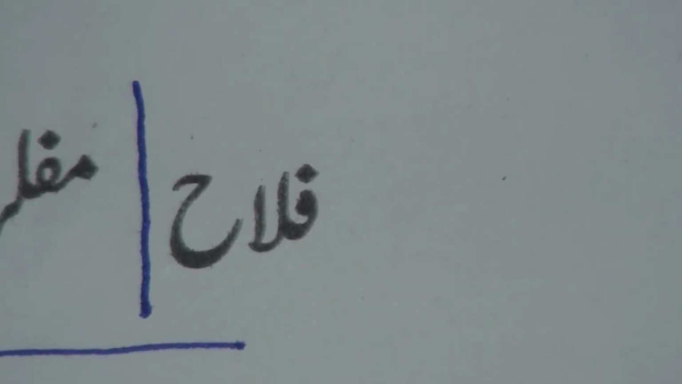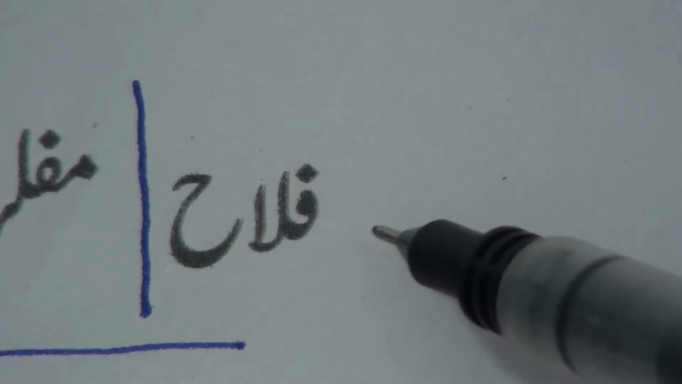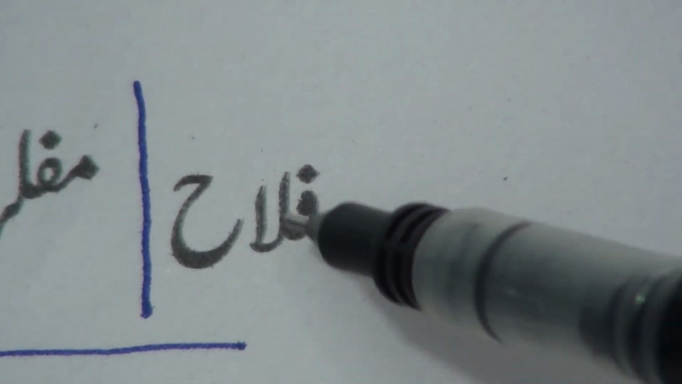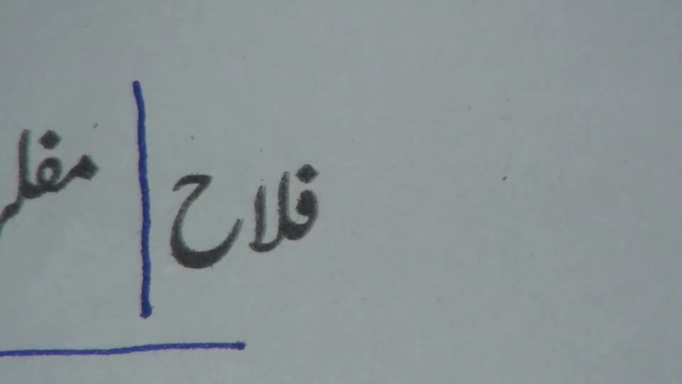Here is a word, falah. Fe, lam, alif, he. Falah. Falah means welfare. Here fe is at the beginning of this word. Fe. This is fe and lam alif he. Falah means welfare.